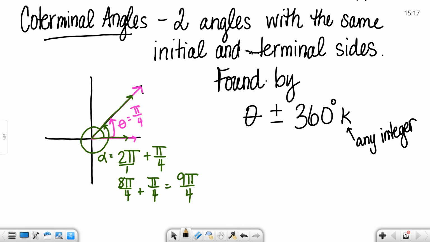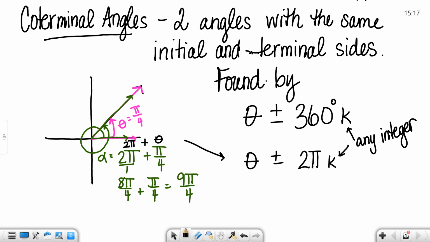And since we know that we can also work in radians, another way to write 360 is to write 2 pi, and then times k. Again, k is just any integer. So if you relate that to what I've just done here, our theta was pi over 4, and I added 2 pi. So I used this formula, and my k is 1. I only went around the circle once to get back there.